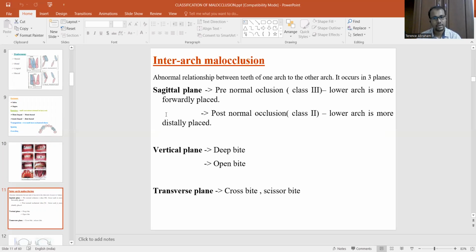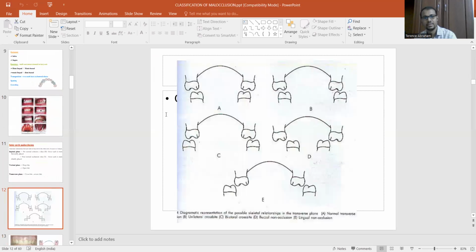Vertical plane, we already know it is deep bite and open bite. Transverse plane, that is cross bite and scissor bite. So in this figure, first, A figure is the normal transverse relation of upper and lower arch. In figure B, you can see there is a cross bite seen in the right side, unilateral cross bite. And figure C, you can see bilateral cross bite.